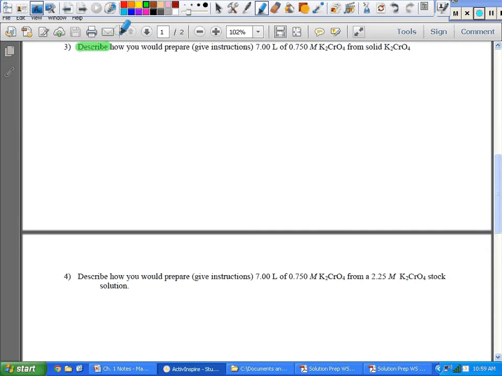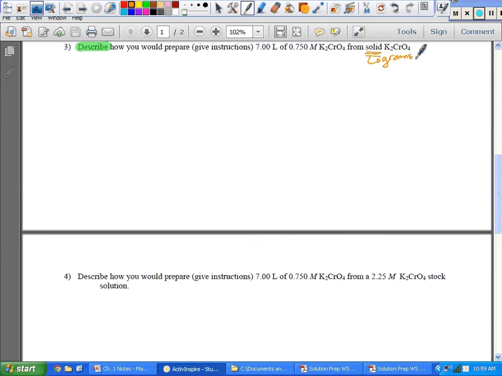Describe how you would prepare, which means give instructions, 7 liters of a 0.75 molar potassium dichromate from solid K2CrO4. Now, as soon as you see this word right here, what unit should pop into your head? Grams. Somehow, some way, you're going to have to use grams because it says solid.